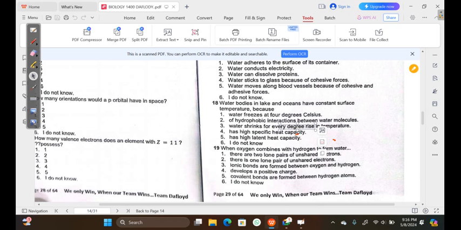Okay, so 19 reads: when oxygen combines with hydrogen to form water, 1 is saying there are two lone pairs of unshared electrons. 2 is saying there is one lone pair of unshared electrons. 3 says the ionic bonds are formed between oxygen and hydrogen. And 4 is saying develops a positive charge. 5 is saying covalent bonds are formed between hydrogen atoms. So which of these statements is true about the formation of water molecule and the interaction between oxygen and hydrogen?